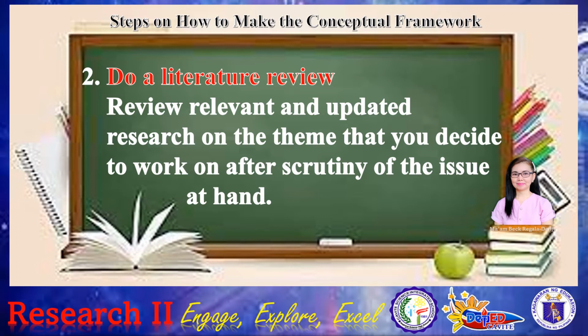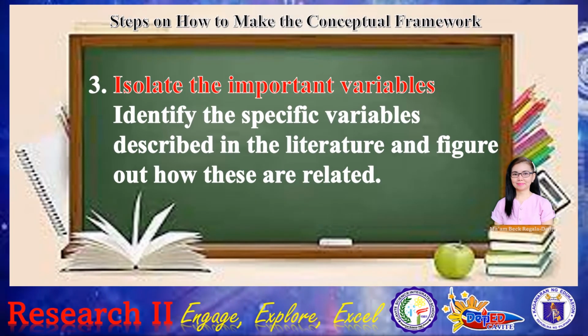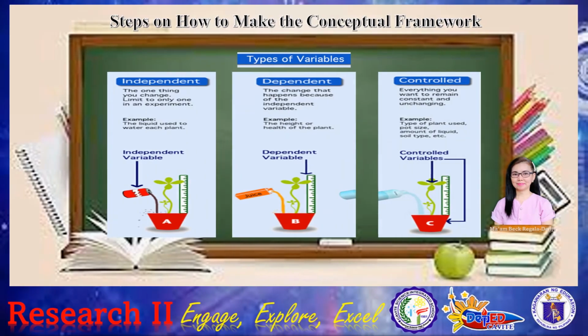Third, isolate the important variables. Identify the specific variables described in the literature and figure out how these are related. So, you will now, from your related literature or studies that you have searched for, kukunin nyo na ngayon doon. Ihiwalay nyo na. So, when you say isolate, ihiwalay nyo na or identify the specific variables na gagamitin sa inyong research. Now, when we say variables, we have here the types of variables. We have 3 types. Independent variable, dependent variable, and a controlled variable.